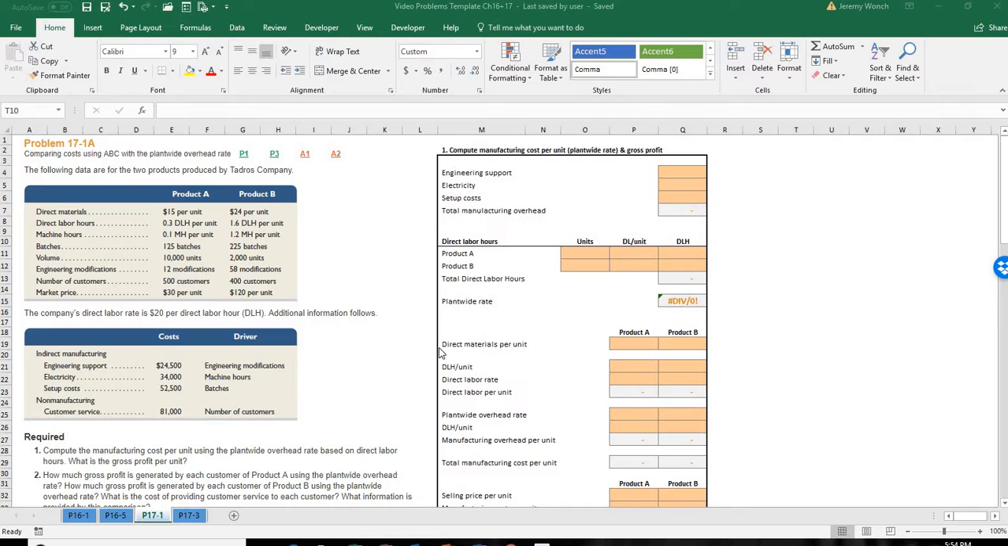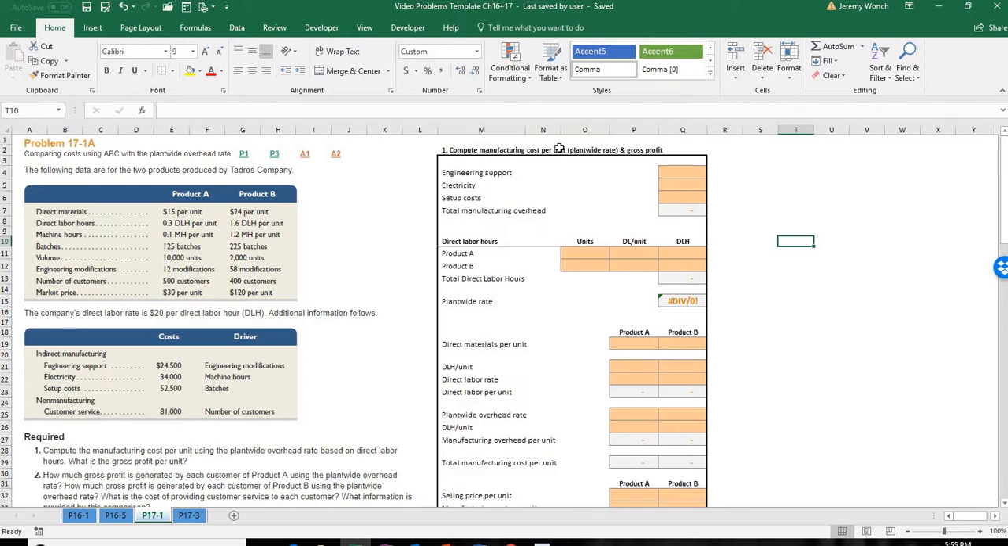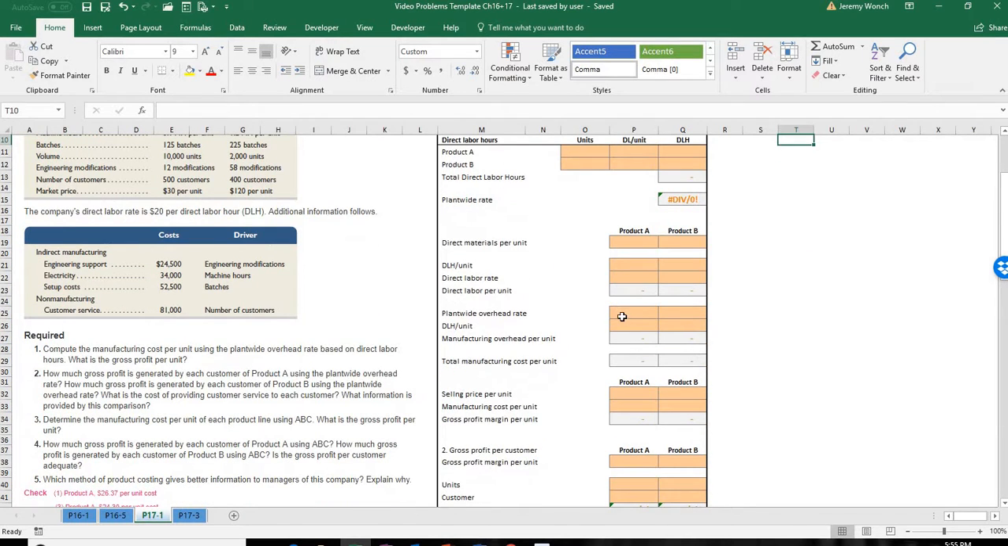So let's go ahead and jump in and see how this works. What we're going to do with this problem is we have product A and product B, and it tells us what our direct material cost is per unit, direct labor hours required, machine hours required, batches required, the number of units we produce, and so on and so forth. What we're first going to do is a plant-wide rate and see what that looks like. And then we're going to do ABC costing to see how that looks different.